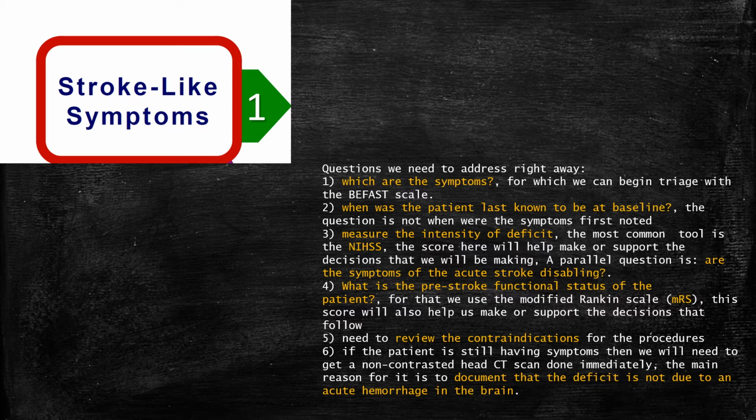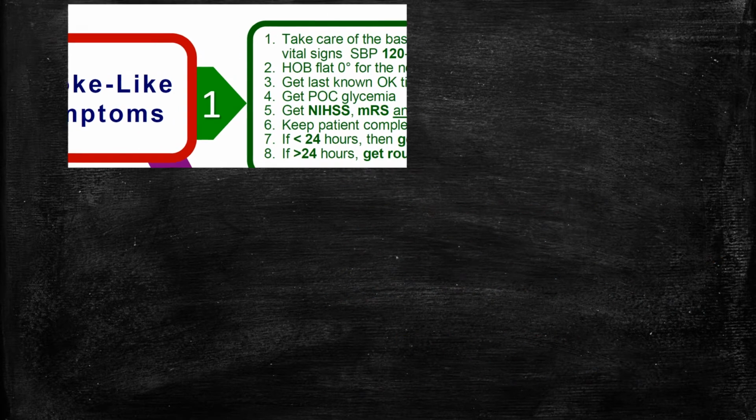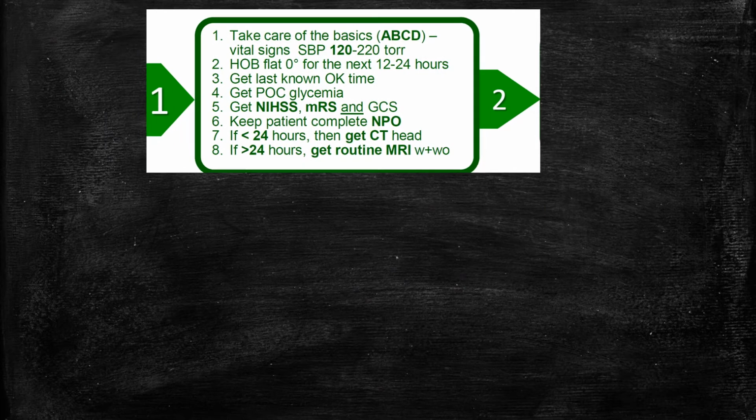If we're going to consider the patient for IV alteplase and/or endovascular therapy, we also need to review the contraindications for the procedures. If the patient is still having symptoms, then we will need to get a non-contrasted head CT. Main reason is to document that the symptoms are not due to an acute hemorrhage in the brain. If the last known normal was less than 4.5 hours, then the patient may qualify for IV alteplase.